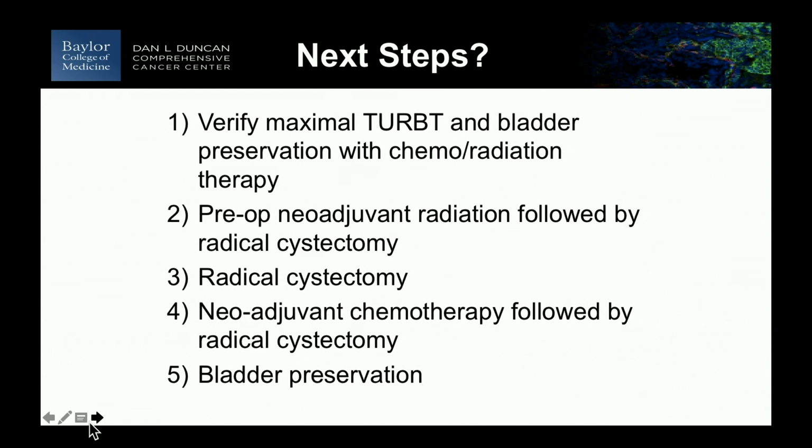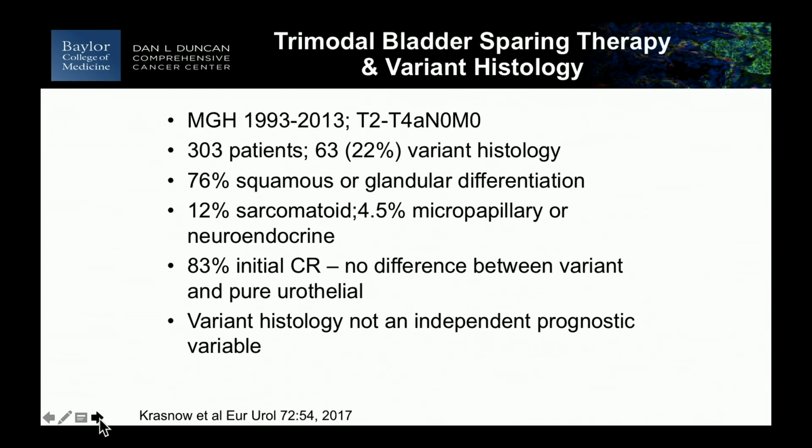So we don't have enough data yet to exclude patients with a predominant squamous histology, even if it's a urothelial cancer, from neoadjuvant chemotherapy. So in this case, we treated him with neoadjuvant chemotherapy. And there's some data out there also about trimodal therapy.